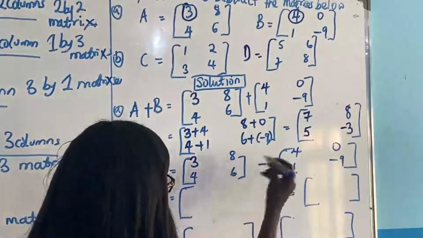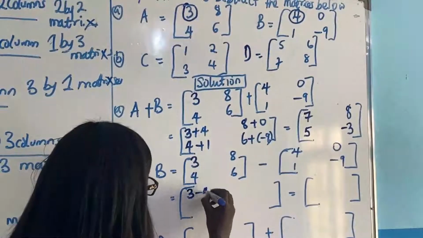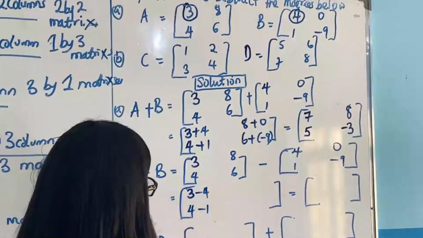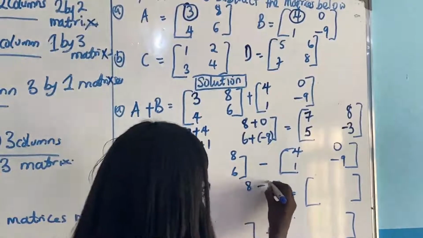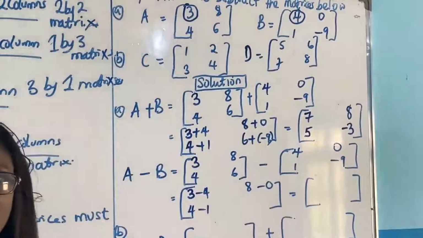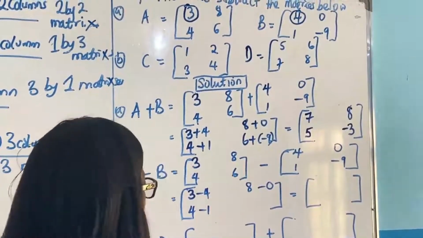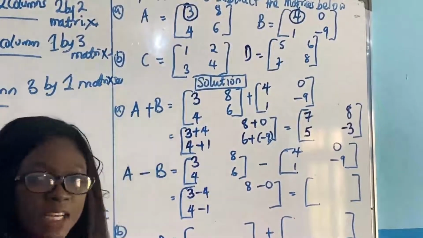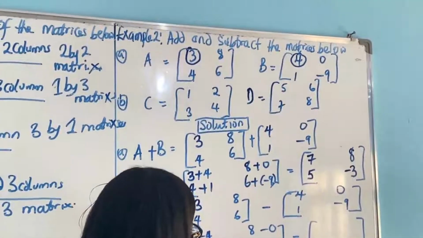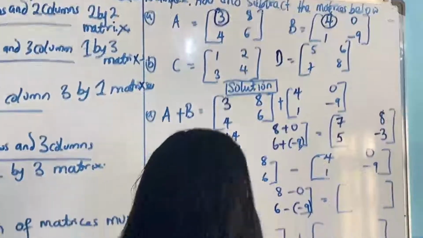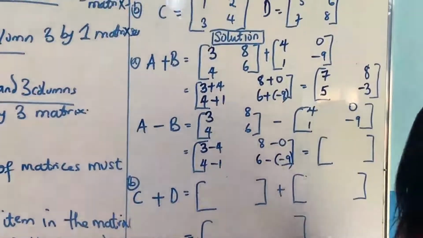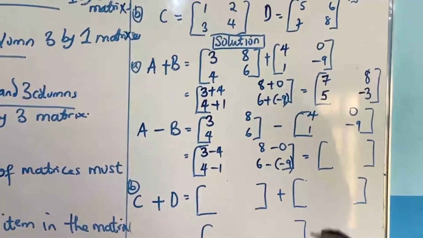So now we have minus, so we have to put our minus sign. 3 minus 4, this is what? 4 minus 1, 8 minus 0, and 6 minus 9. Remember our rule in what? In multiplication, in subtraction, when you have minus and minus, you have what? Addition. So we have here 6 minus 9. Okay. So our answer will also follow the same what? Pattern. So 3 minus 4, we have what?